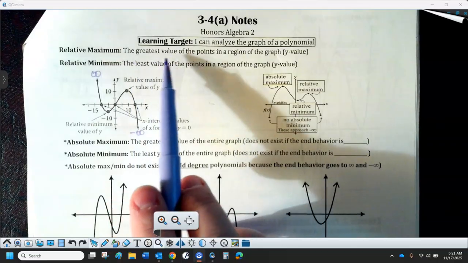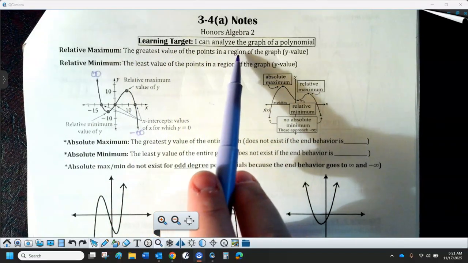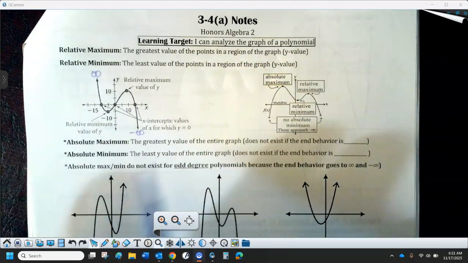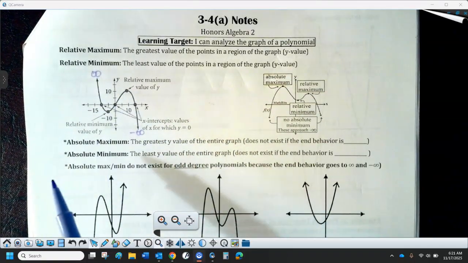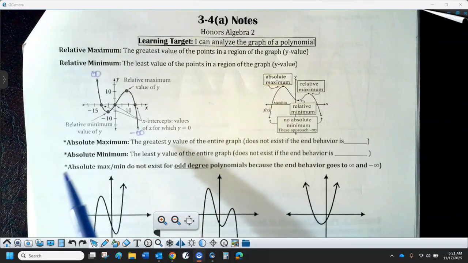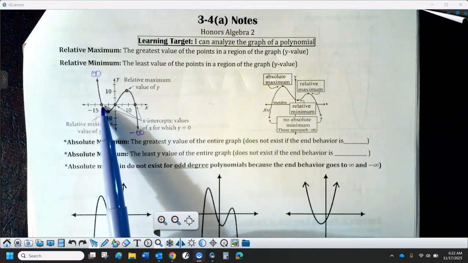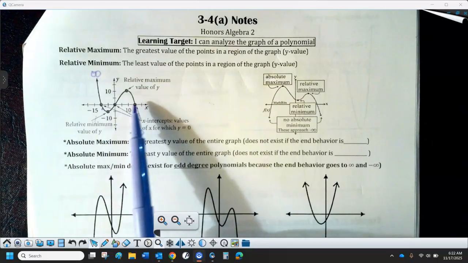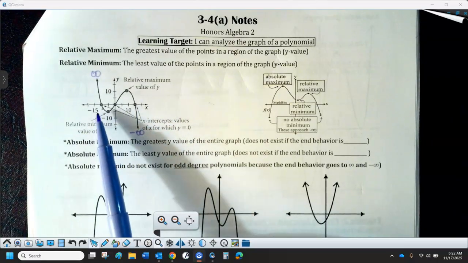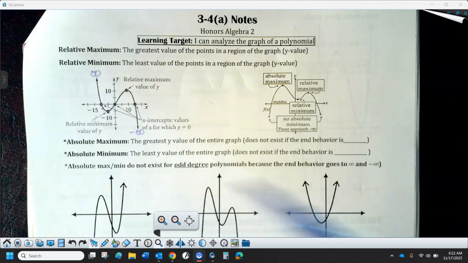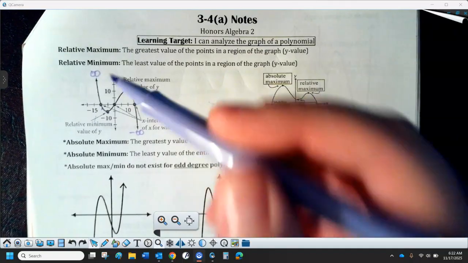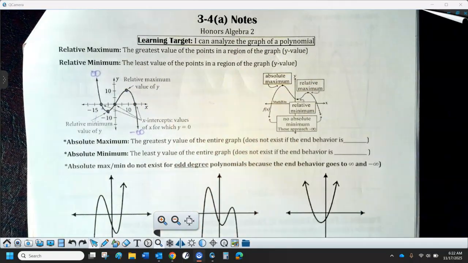So it just says the greatest value of the points in the region of a graph, and it's in a certain area. So basically, if I looked between, let's say, negative 10 or negative 15 to 15, what we would call the relative minimum. There's like a little dip right here. That's a relative minimum. It's going to occur at what they call a turning point, or almost looks like the vertex of a parabola. Same thing here. This would be what we call a relative maximum, just in that region.